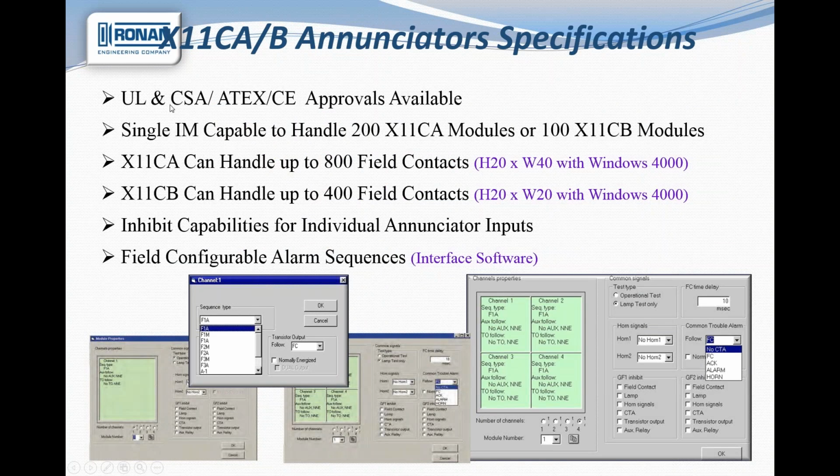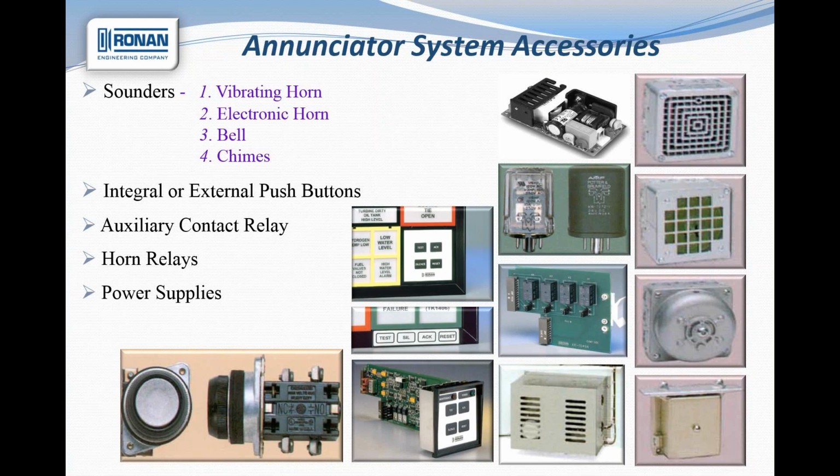So this is just the specifications. Like I said, it has the agency approvals. The CB, which is what we want to focus on, has 400 field contacts. And here are the accessories that can be added to it. So we've got horns, push buttons, auxiliary contacts, and then we have the power supply.